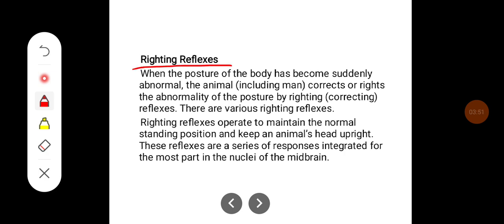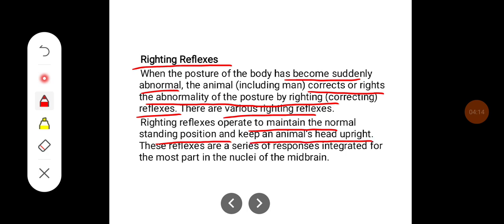Righting reflexes. When the posture of the body has suddenly become abnormal, the animal, including man, corrects or rights the abnormality of the posture by righting reflexes. That is, they are also called correcting reflexes. There are various righting reflexes. Righting reflexes operate to maintain the normal standing position and keep an animal's head upright. These reflexes are a series of responses integrated in most of the nuclei which are in the brain.